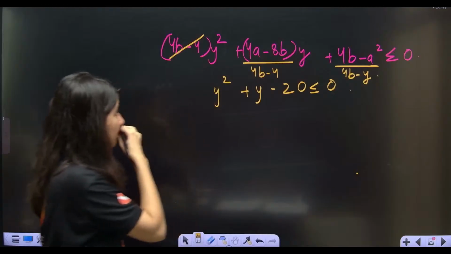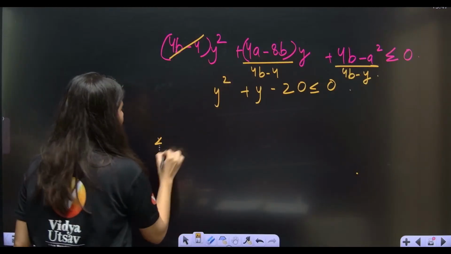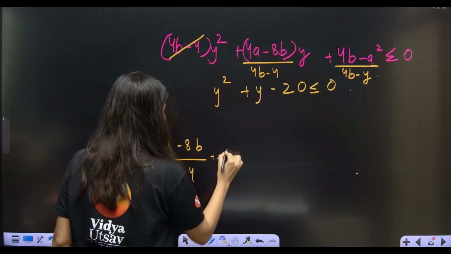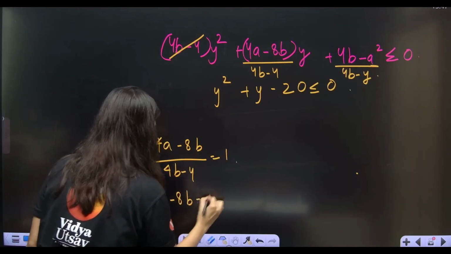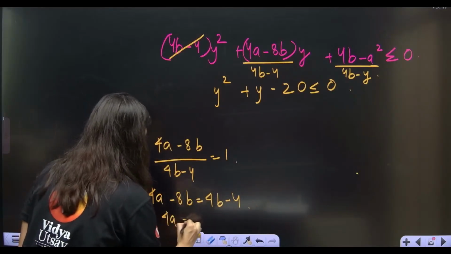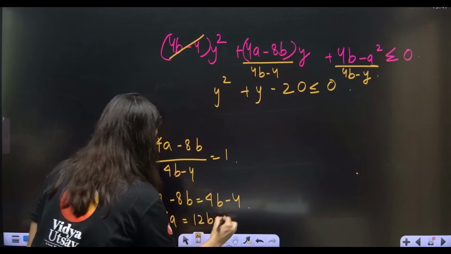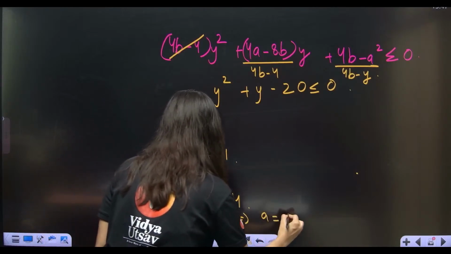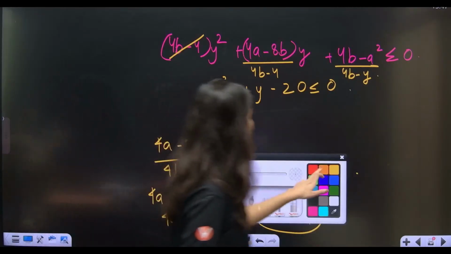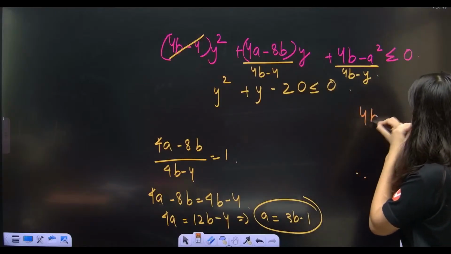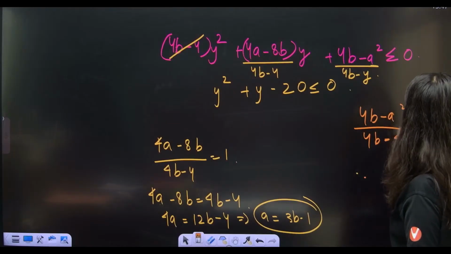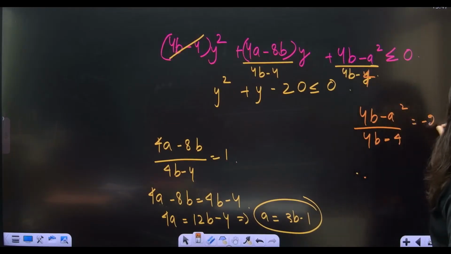Think about it. So now you have 4a minus 8b plus 4b minus 4 is equal to 1. So 4a minus 8b is equal to 4b minus 4. So clearly 4a is equal to 12b minus 4, or you can say a is equal to 3b minus 1 from this. Okay, and now 4b minus a square upon 4b minus 4 is equal to minus 20.